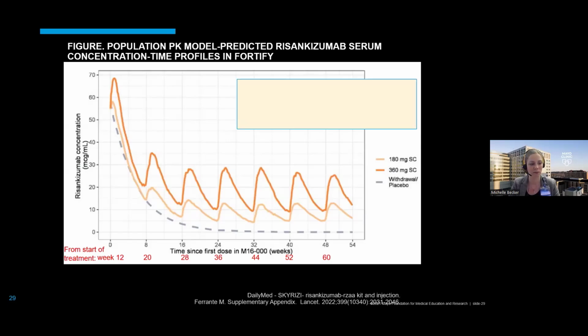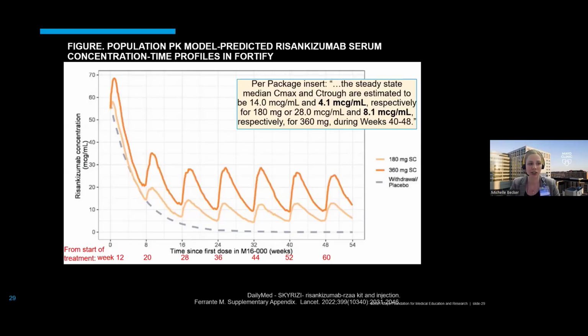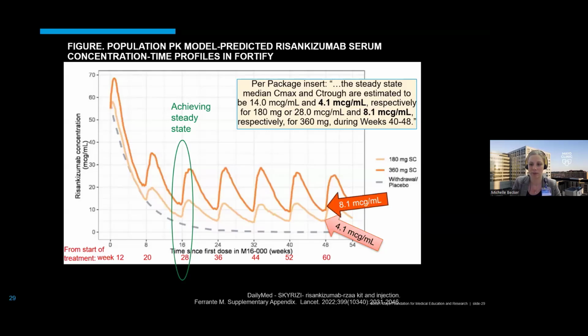that we're seeing. And per the package insert, the C trough at steady state, again, as I mentioned, with 180 milligrams, or the light orange line, is 4.1, while the dark orange line, or the 360 milligram dose, was 8.1. Steady state for this medicine is probably achieved prior to that week 28 dose, or prior to the 3rd at-home injection, with the median troughs pointed out here.